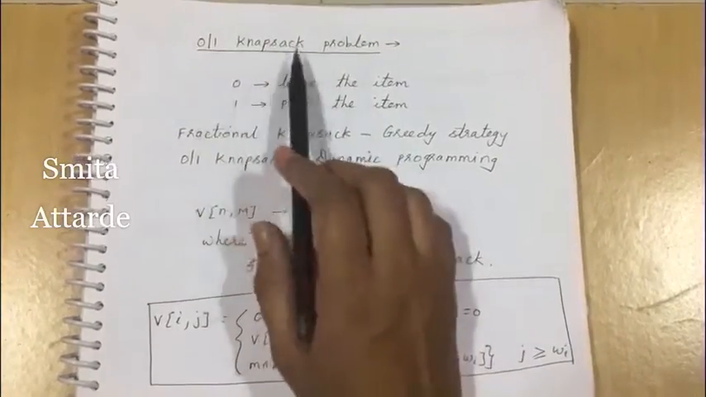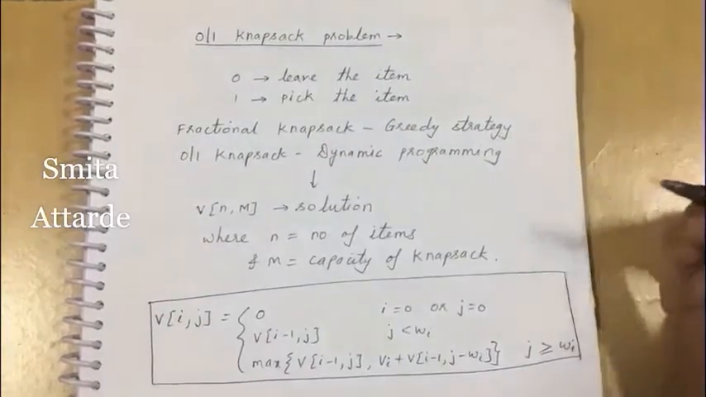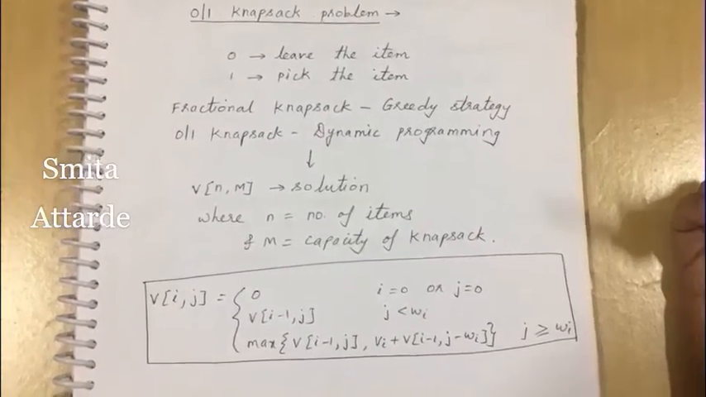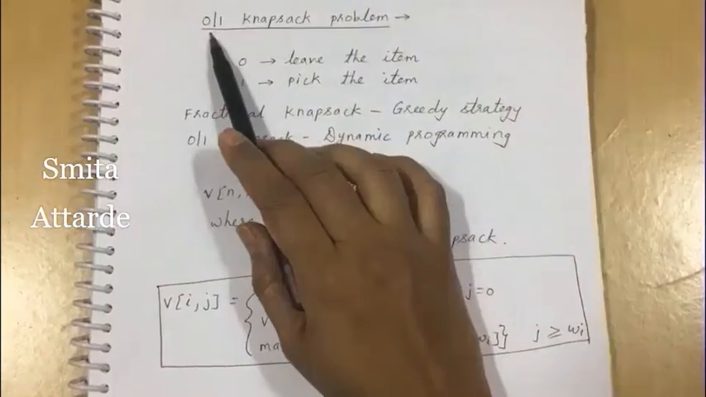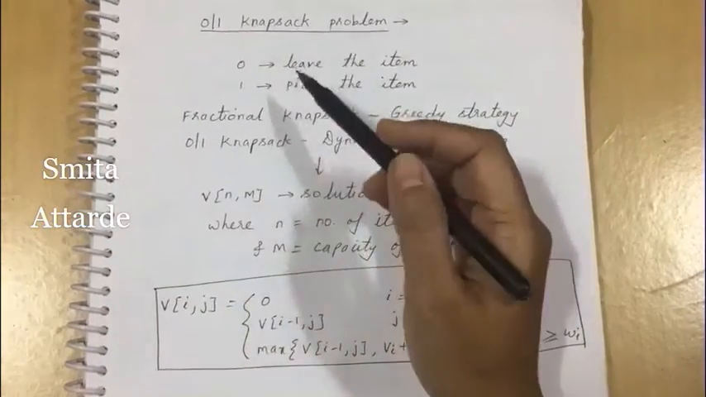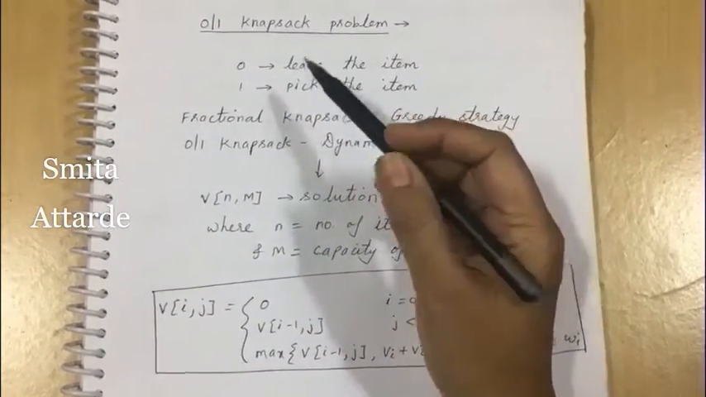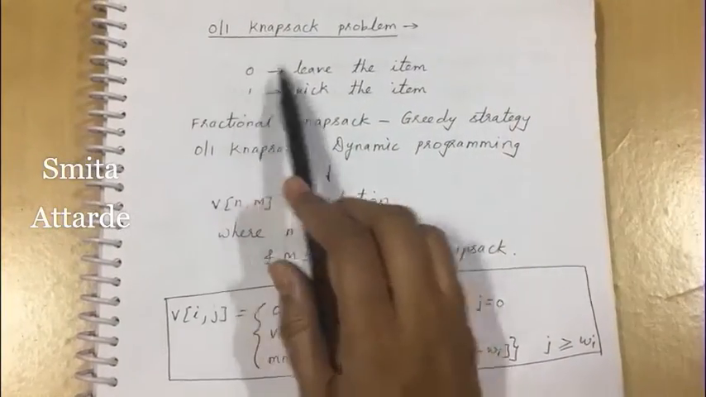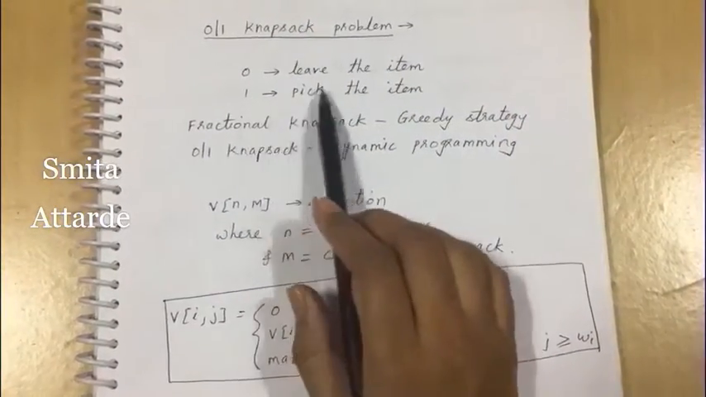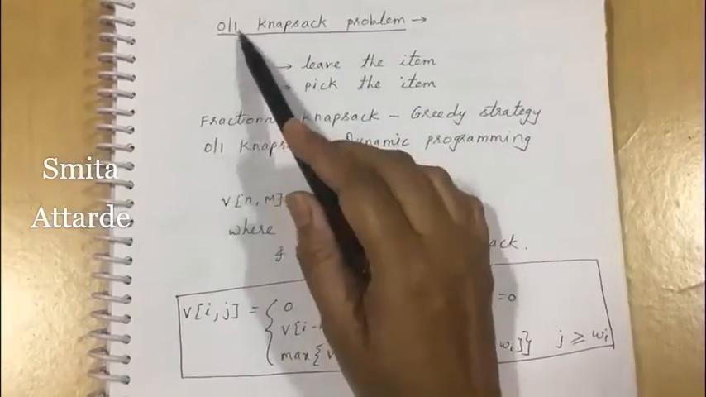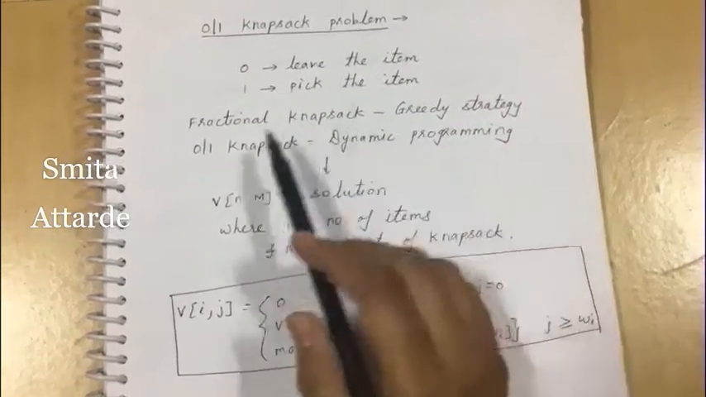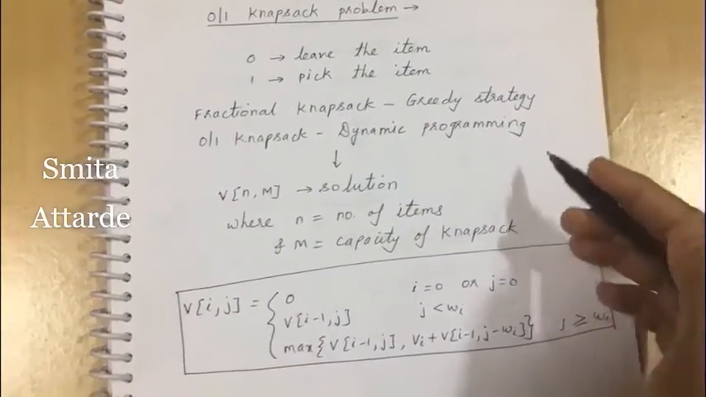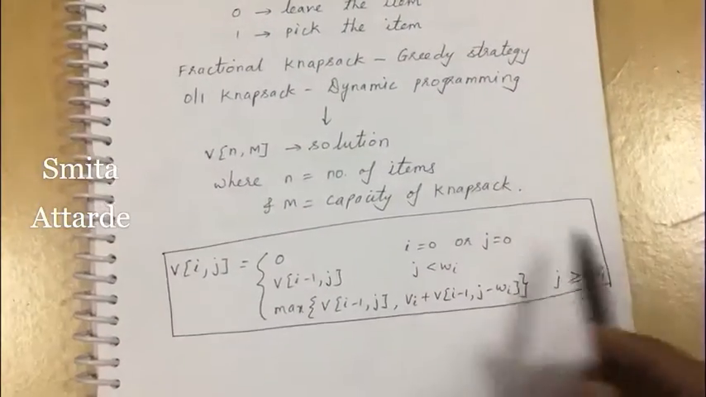The 0-1 knapsack problem can be solved using dynamic strategy, whereas the fractional knapsack can be solved using greedy strategy. Now, 0-1 knapsack indicates that we cannot make fractions of the items. We have to either take the item or leave the item. So 0 indicates that we leave the item and 1 indicates that we pick the item, hence the name 0-1 knapsack. To solve this problem, we have to use this formula here.